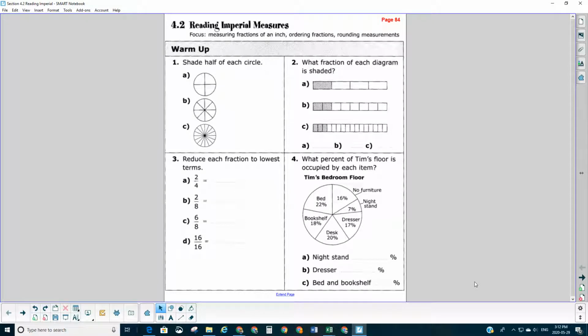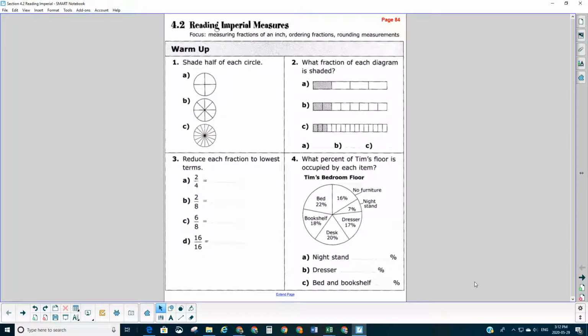Welcome to section 4.2 in our workbook. We're going to start on page 84, and we're going to be reading imperial measurements today. Before we get to that, we're going to do a little warm-up with fractions, because imperial measurements involve lots of fractions, so we're going to make sure that we remember our fraction part.